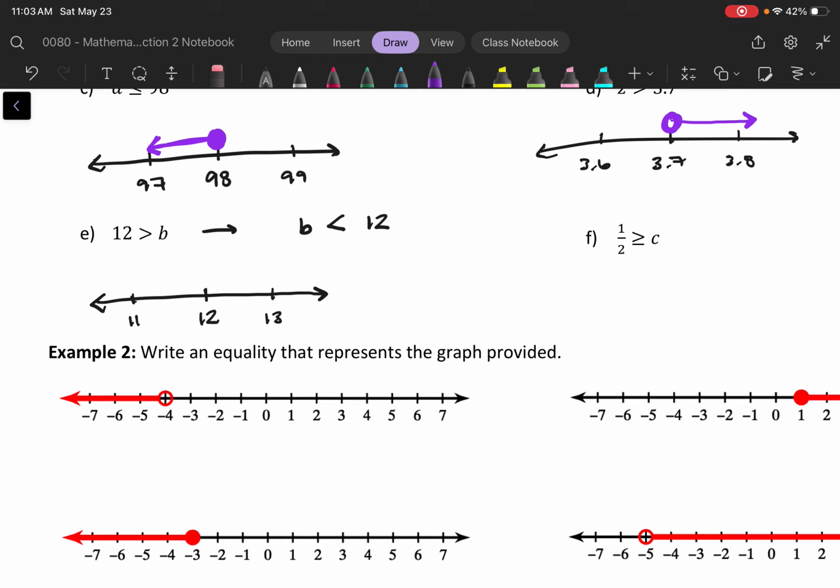So here I have b is less than 12. I have an open circle because there's no or equal to portion. I'm looking for a number that's less than 12, so I'm using my arrow to go in the direction towards the 11.